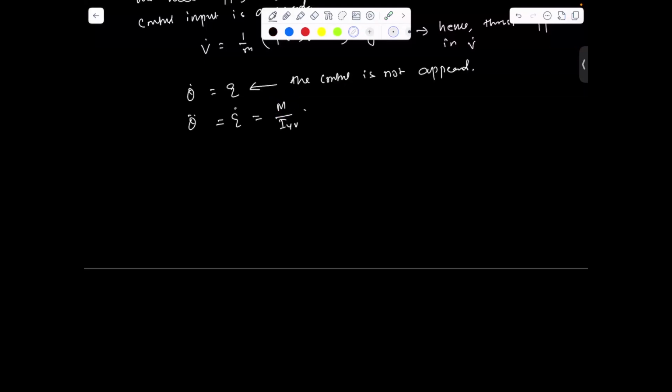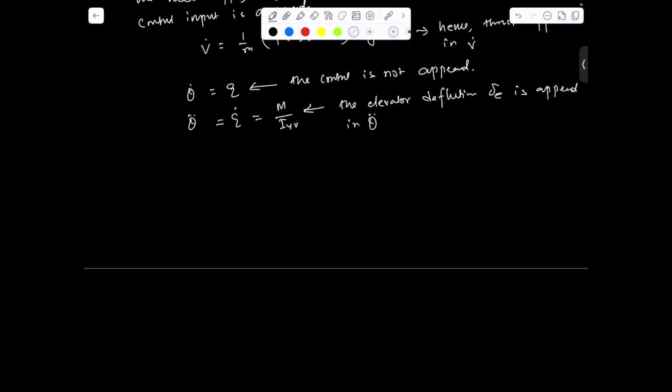So we can write here that the elevator deflection delta E appears in theta double dot. So now we can start the feedback linearization concept that you have done in the last lecture. We can follow the steps and find the control laws for T and delta E.